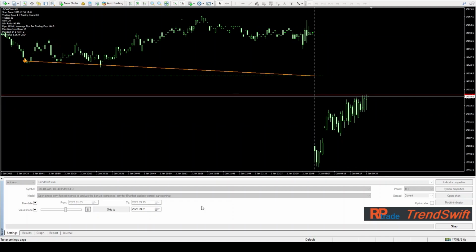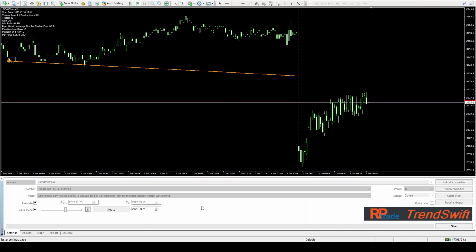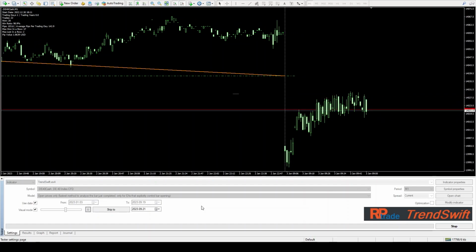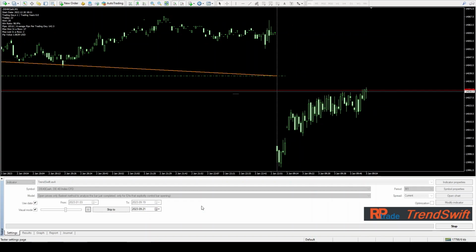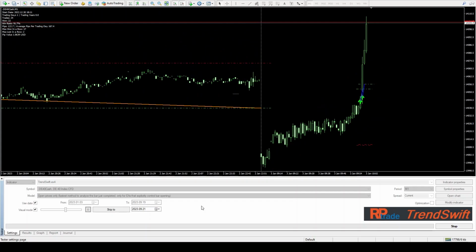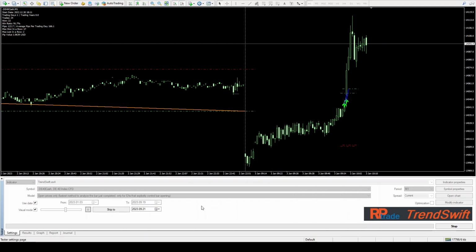First, let's take a look at what this indicator is good for. TrendSwift is a scalper working in trend direction. It takes brief trades with high accuracy while displaying a take profit and a stop loss. The indications are clear and easy to follow, but it's recommended to have some training before starting to trade on a real account.